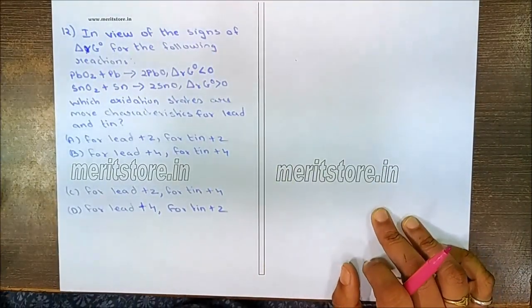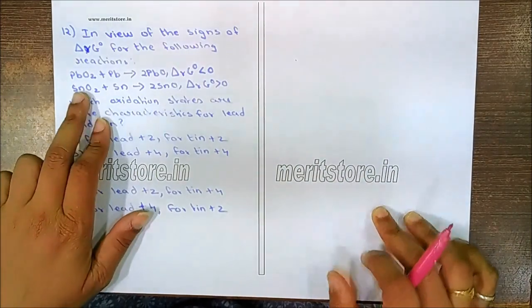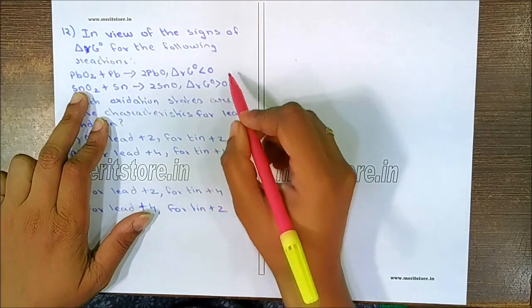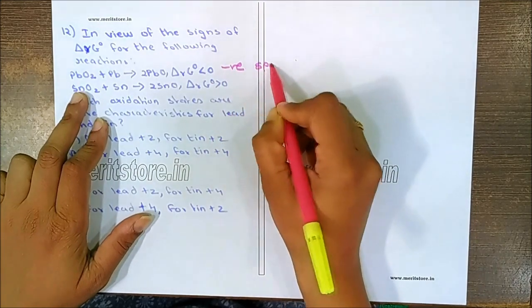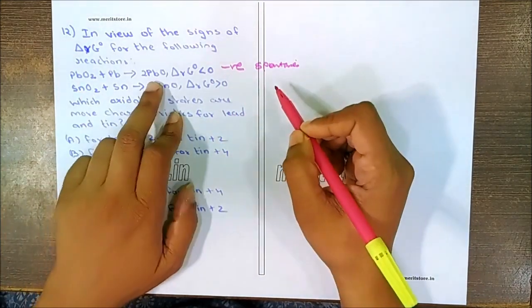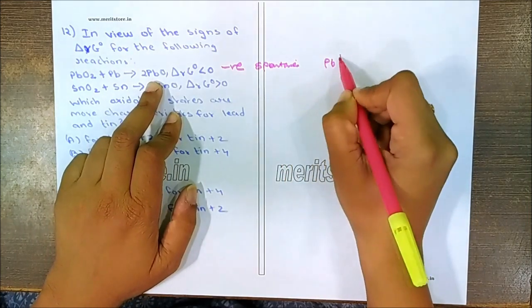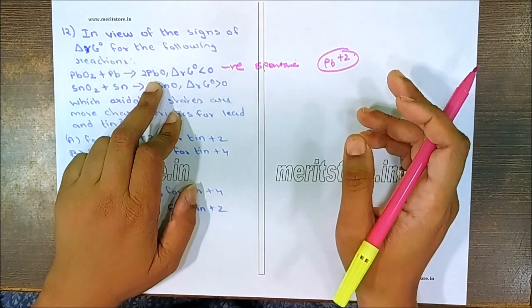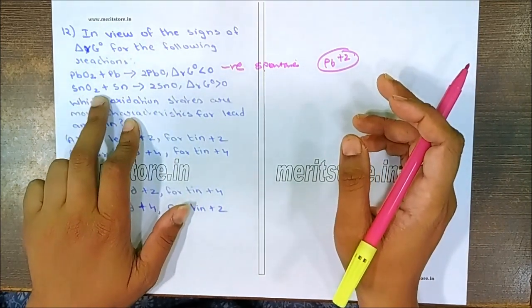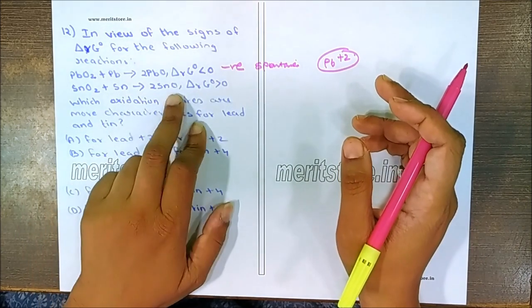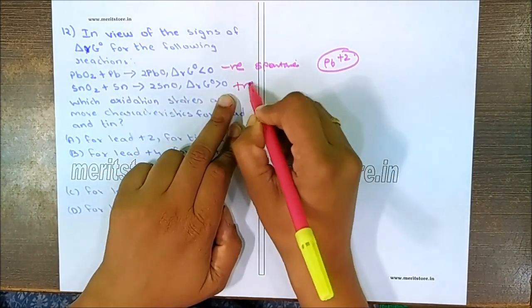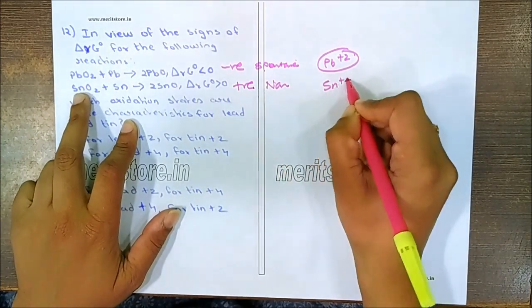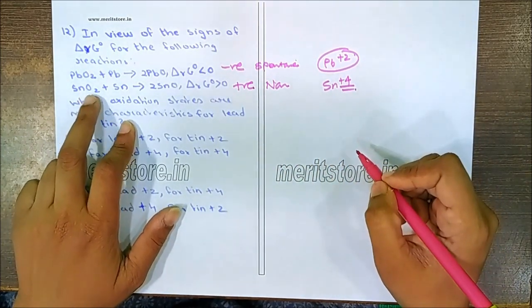In view of the sign of delta G0 for the following reactions, we can see for the first reaction the delta G is less than 0, so that is negative. So this reaction is spontaneous. If the reaction is spontaneous, the product is stable. That means Pb is stable in the plus 2 state. If you talk about the next one, SnO2 is reduced with Sn giving SnO. For this, delta G is positive, so this is non-spontaneous. That means Sn is more stable in its plus 4 state. That is, the reactant is more stable.